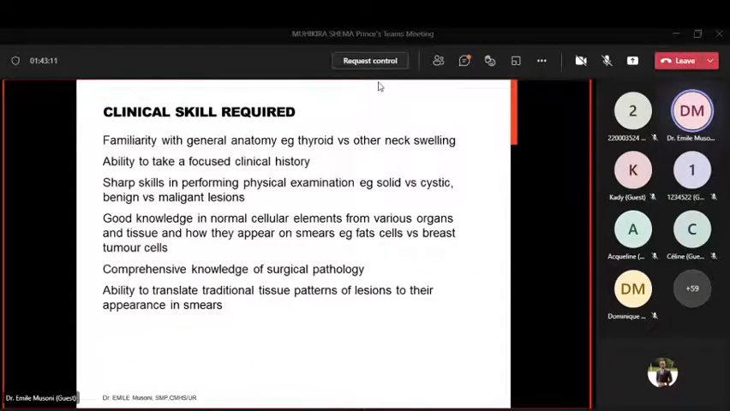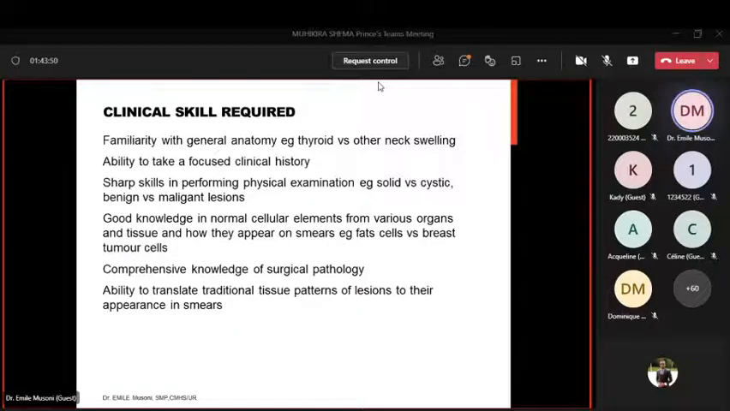To do fine needle aspiration, you must have clinical skills, as you have done, and you must be familiar with the anatomy. For example, if you see a mass on the carotid, you must be careful. If you put the needle into the carotid, the patient will die. You must also know sensitive areas like the areola of the breast. You can't insert the needle in the areola because it is very, very painful, because of the nerve endings there.